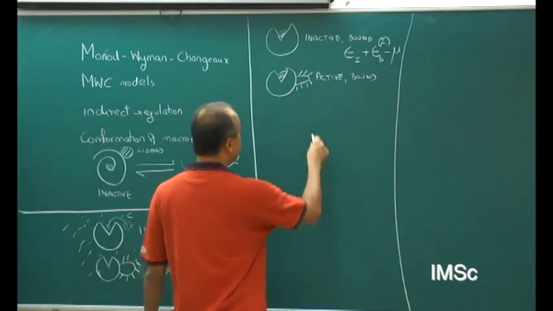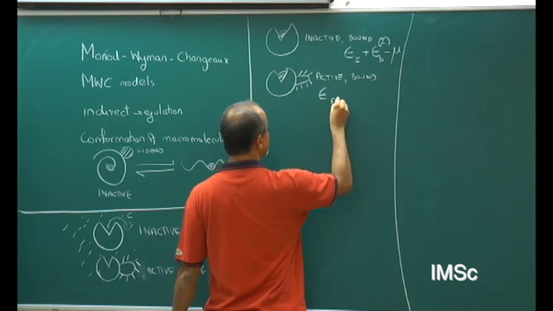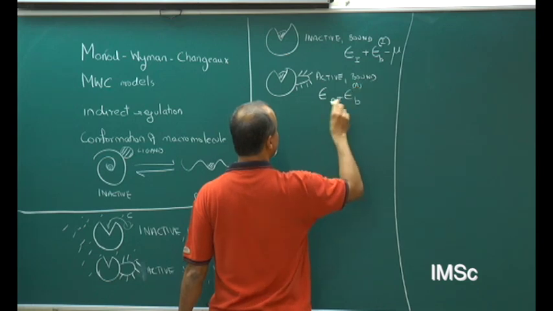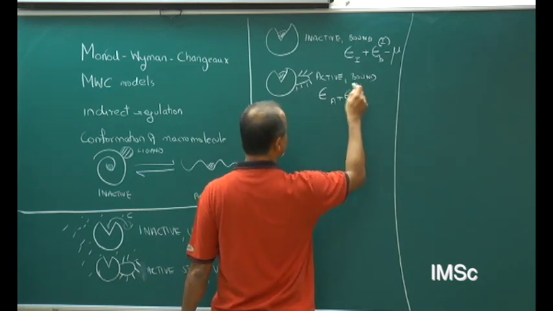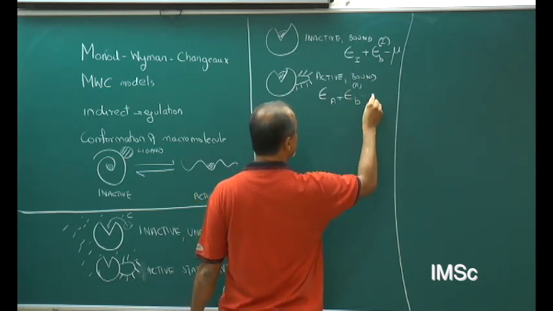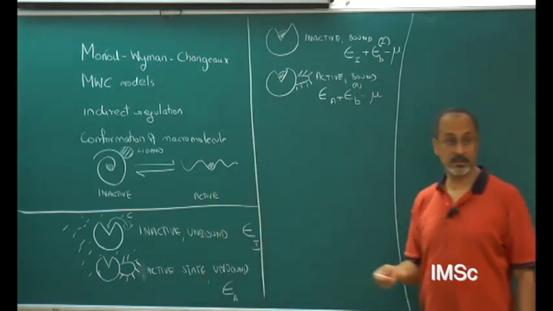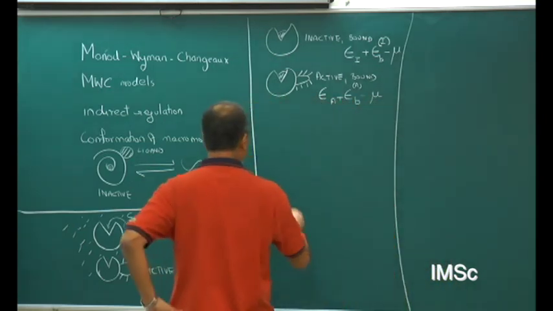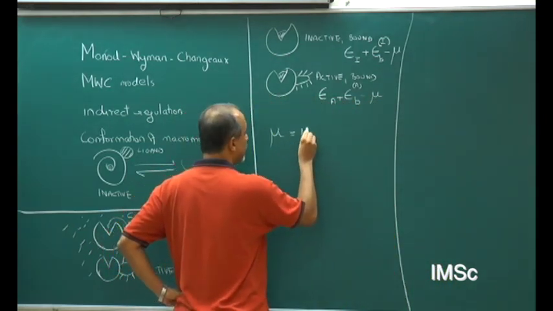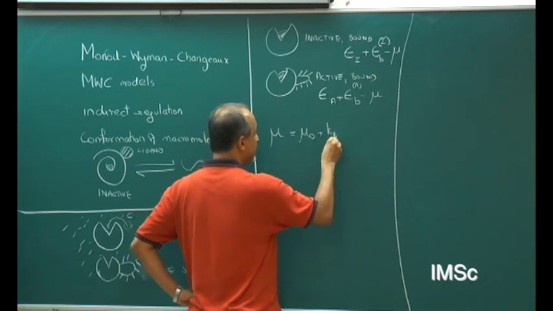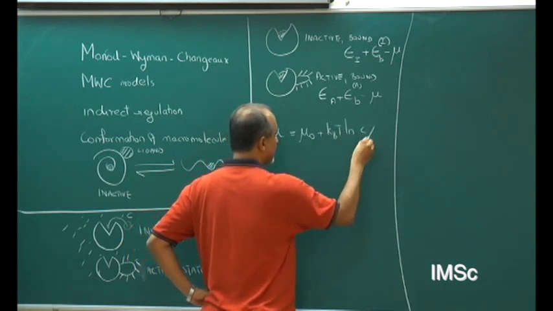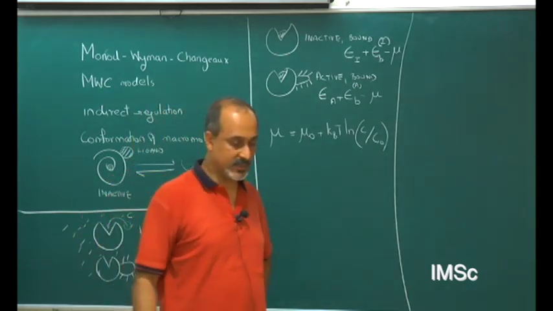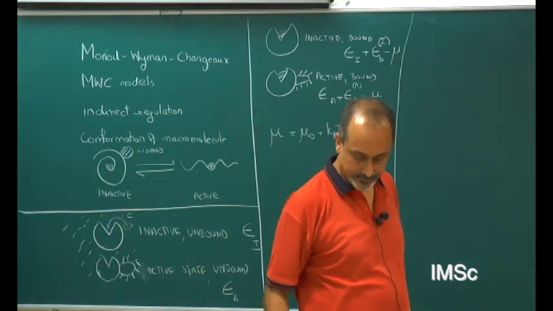Okay? So finally here I have epsilon for the active state plus the cost of binding the ligand to the site in the active state, minus mu, the chemical potential for the ligand in solution. The other result that we used is mu equal to mu naught plus kBT times the log of C divided by a reference concentration C naught. All of these results we derived earlier.